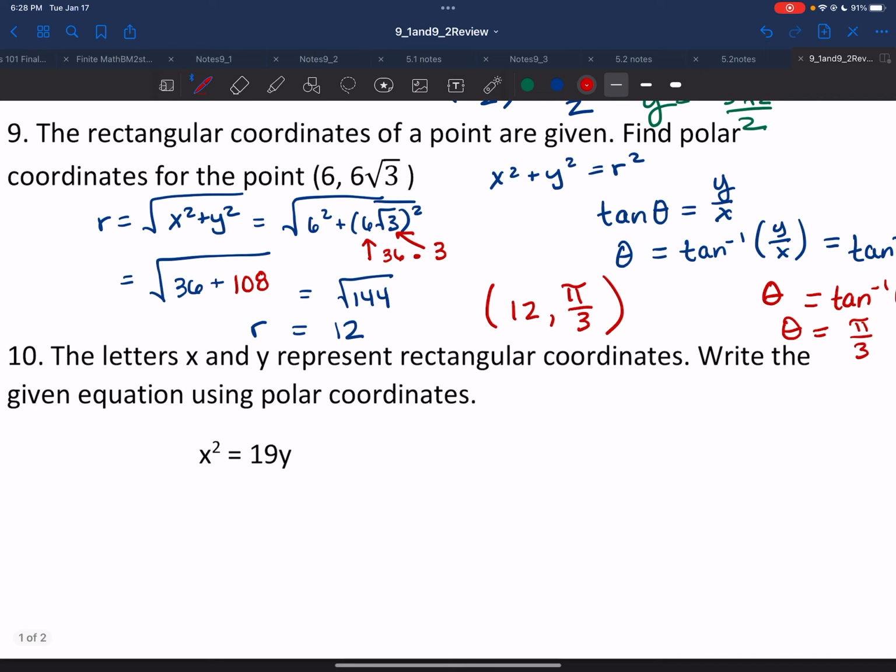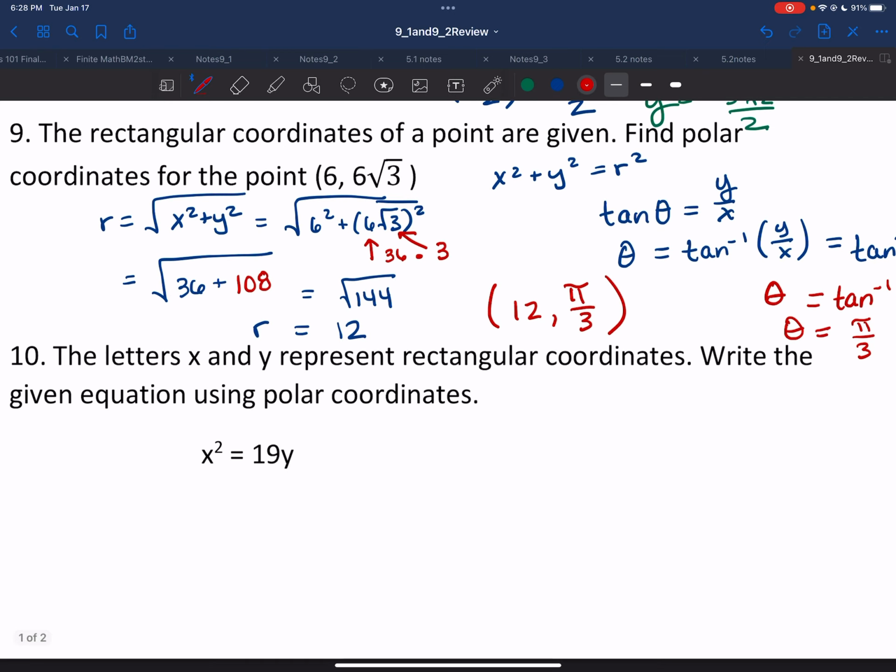The letters X and Y represent rectangular coordinates. Write the given equation using polar coordinates. I'm going to write several correct answers. They all mean the same thing. So X is going to be R cosine theta, and then I'm going to square that quantity. That's going to equal 19 sine theta, R sine theta. Okay, so that is correct.